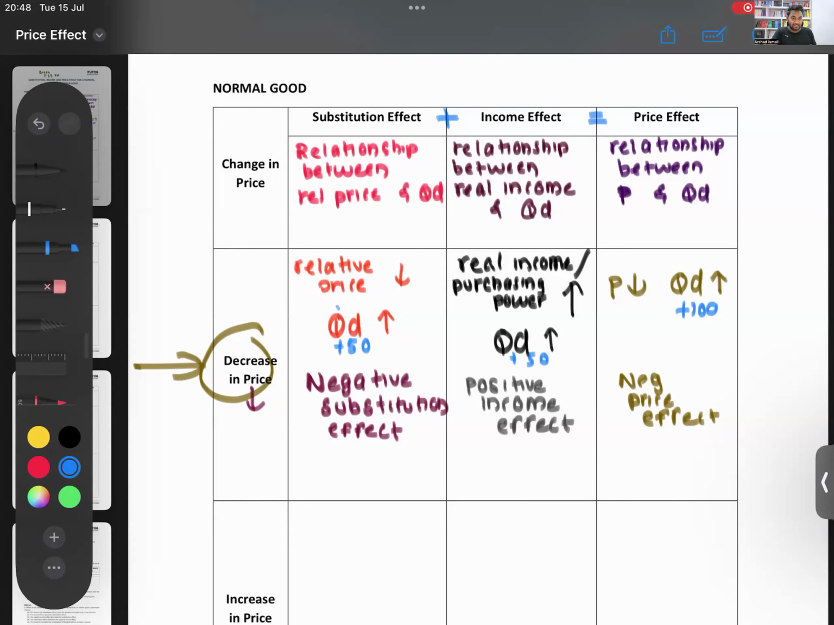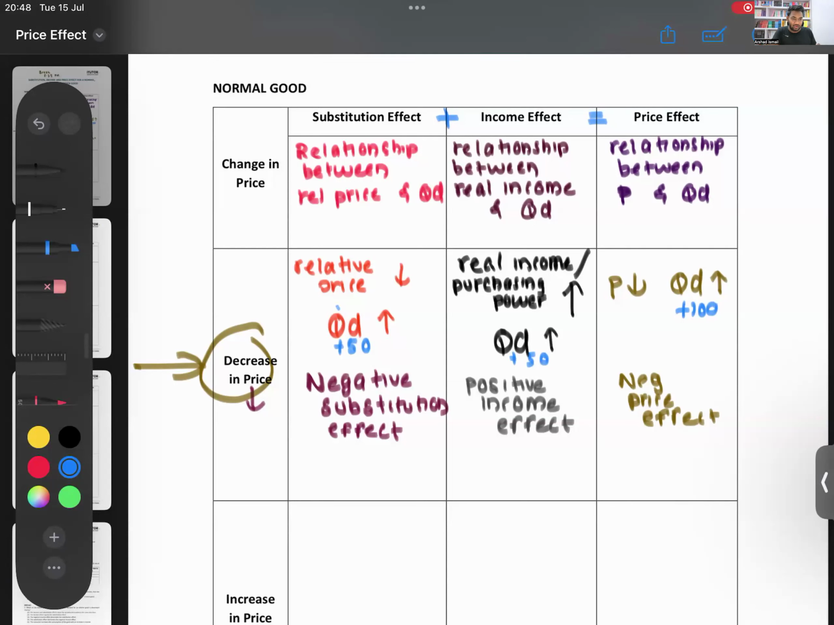There are a few questions that may come. Relative price again: the price of your good compared to another good. Relative to another good, compared to that one, what is your price? Is your price expensive? Is your price cheap? That's what you call relative.